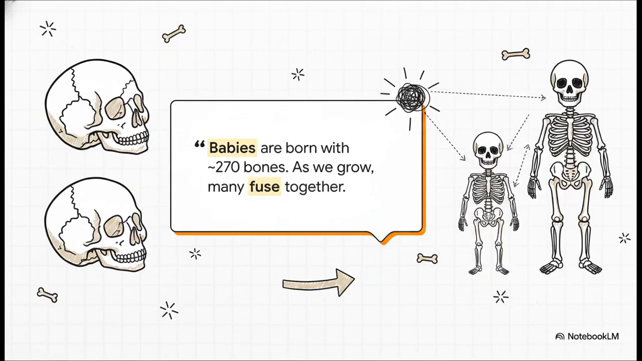Now, what's really interesting about this is a fascinating developmental reality. Human babies actually enter the world with around 270 bones. Yeah, 270. As we grow up and develop, a bunch of those individual bones actually fuse together. It's this brilliant piece of evolutionary design that gives a baby the flexibility needed during birth and rapid early growth, eventually culminating in that sturdy 206 bone adult framework.